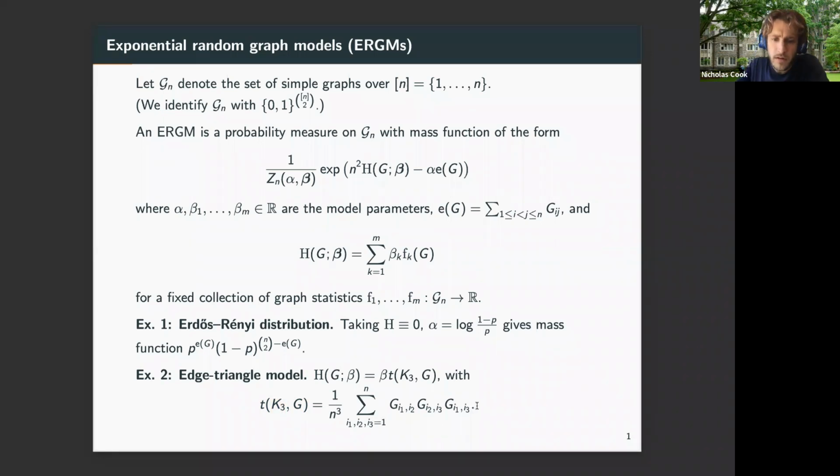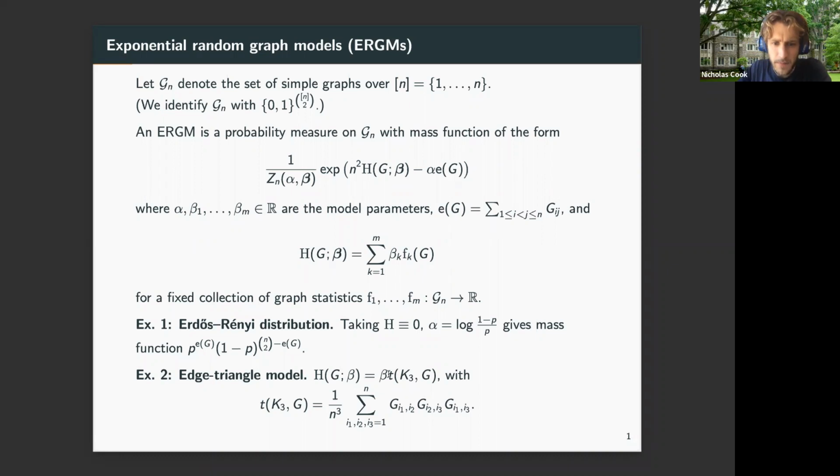The way you can think of this is, if you select 3 vertices uniformly and independently at random, it's the probability that those form a triangle in the graph. So we just have these Boolean indicators that all 3 of those potential edges are there. And we count them all up, and then it's normalized by n cubed, so that it's a density in some sense. It's the probability that you see a triangle when you sample 3 vertices uniformly and independently.